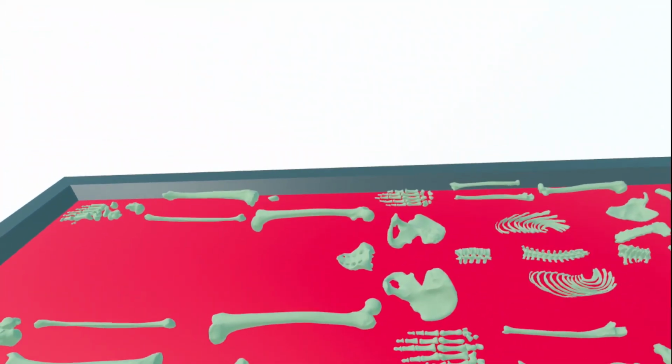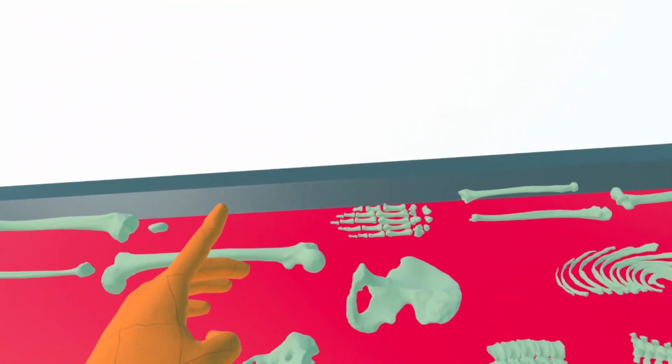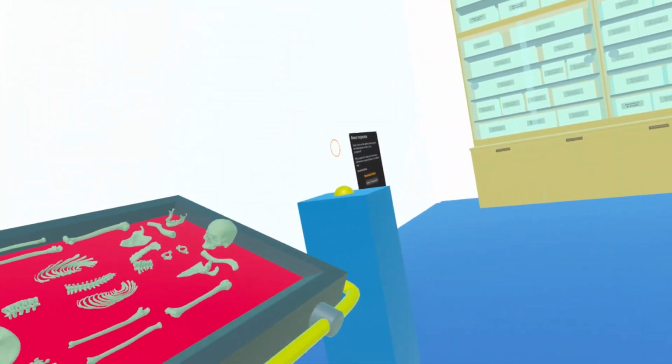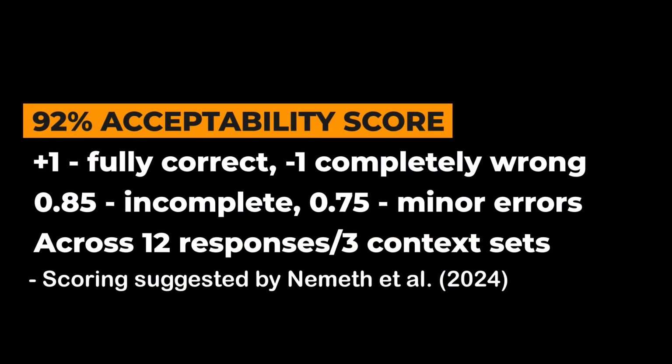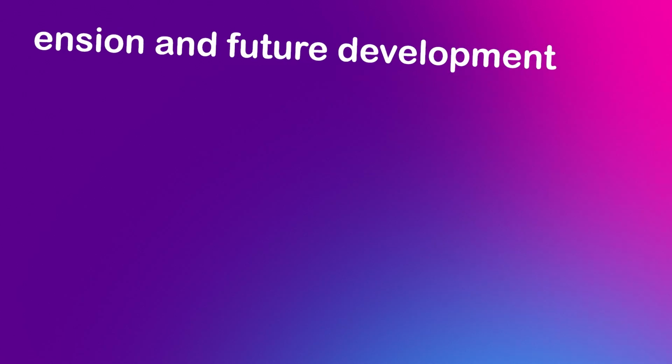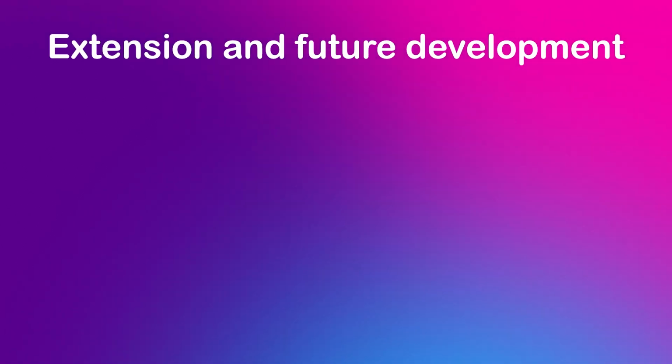Our testing so far has been with an unoptimized set of persistent and object context, as our academic partner considers how to best phrase instructions and object context for the VR environment. However, a test set of 12 queries generated with 3 different object contexts shows a 92% acceptability using the suggested scoring scale mentioned by Nemeth et al. While this feature is complete, we will extend and develop it in the future.